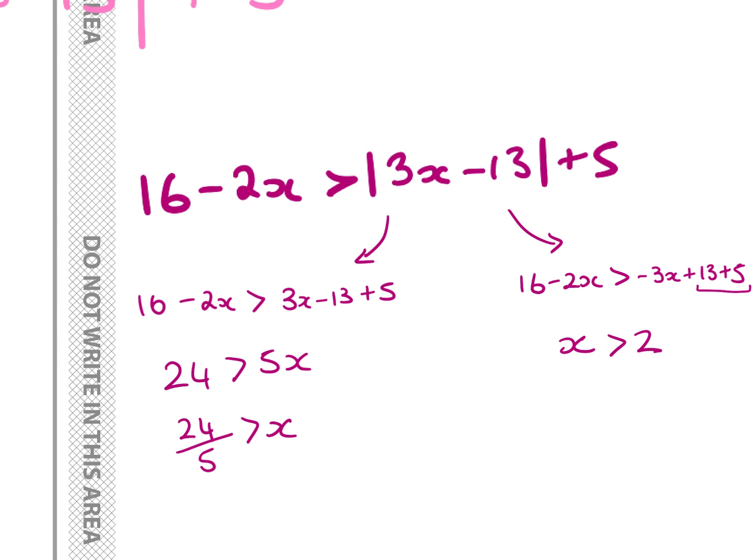Now, if you left it like this, you wouldn't get the full marks, I don't think. Because if you think about it, this is saying that x is smaller than this, but x is bigger than this. Straight away, what do I see? x is in between 2 and 24 over 5. Because I know 24 over 5 is 4.8. Okay, so that's that one.